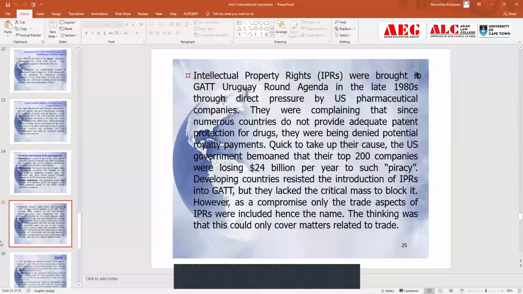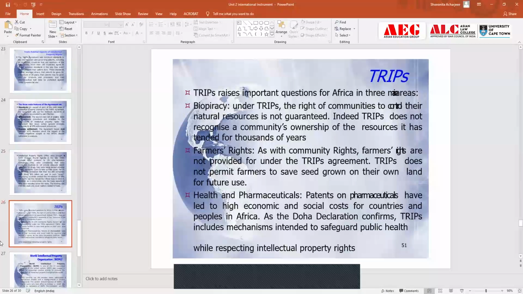The next were brought about by the GATT Uruguay Round in the late 1980s, which talked about giving protection to at least 200 companies, especially a few pharmaceutical ones. The next is also that TRIPS gives enhancement to biopiracy, farmers' rights, and also health and pharmaceutical rights. But along with it, it has also extended its genre in biopiracy.